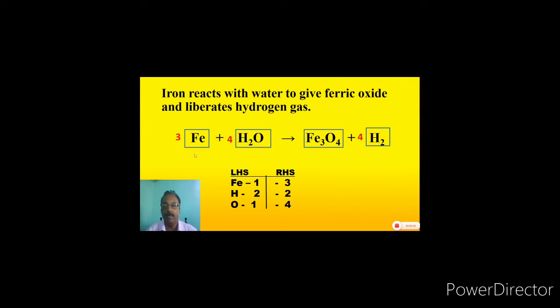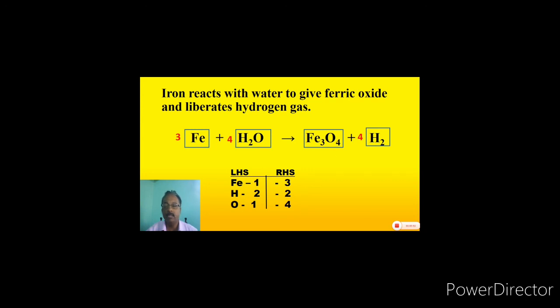On the left hand side there are 3 atoms of iron, and on the right hand side there are 3 atoms of iron. This is balanced. On the left hand side, 4 into 2, 8 atoms of hydrogen, and on the right hand side, 4 into 2, 8 atoms of hydrogen. It is balanced. On the left hand side there are 4 atoms of oxygen, and on the right hand side there are 4 atoms of oxygen. It is balanced. So this is how the equation is balanced.